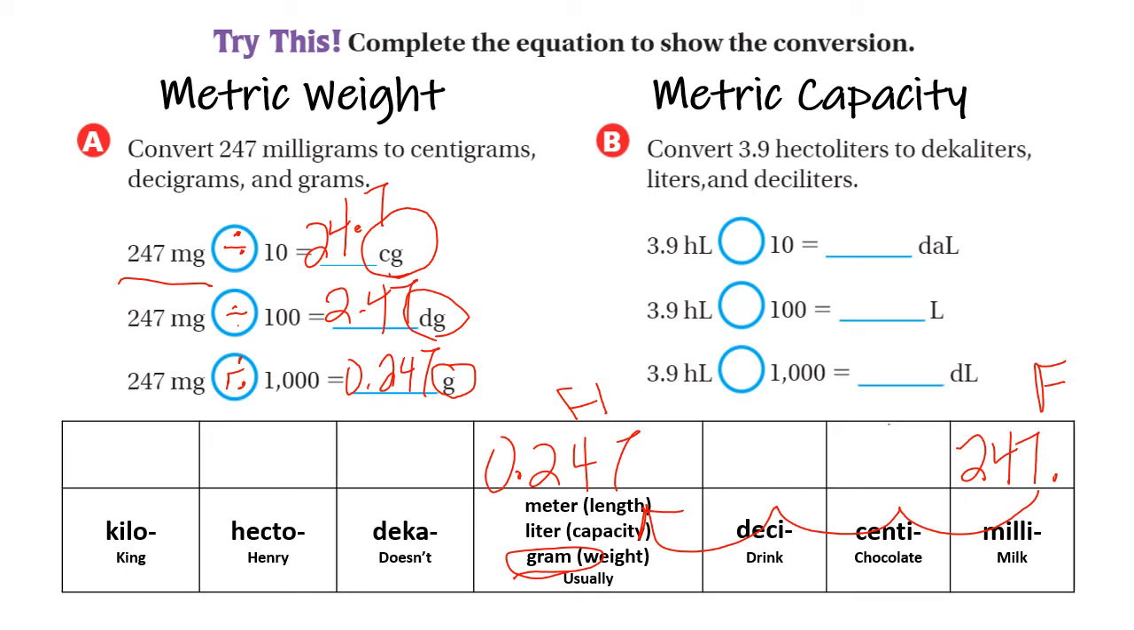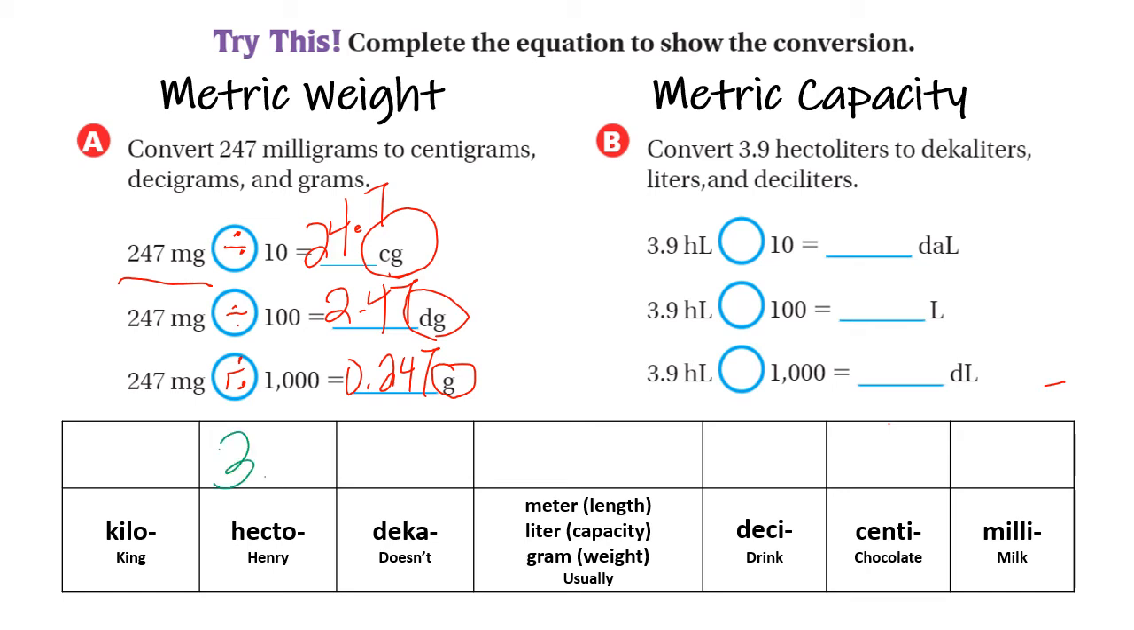All right, let's jump over to the next one, to B, metric capacity. Instead of weight, this time we're talking about liquids. Let me erase this and we'll start over. All right, we'll use green this time. Okay, we're going to start at hectoliters. That's all the way over here, and that's not a commonly used unit of measurement, but it is one you still should know how to work with. So we're going to start right here, 3.9 hectoliters, and we are going to go to decaliters.